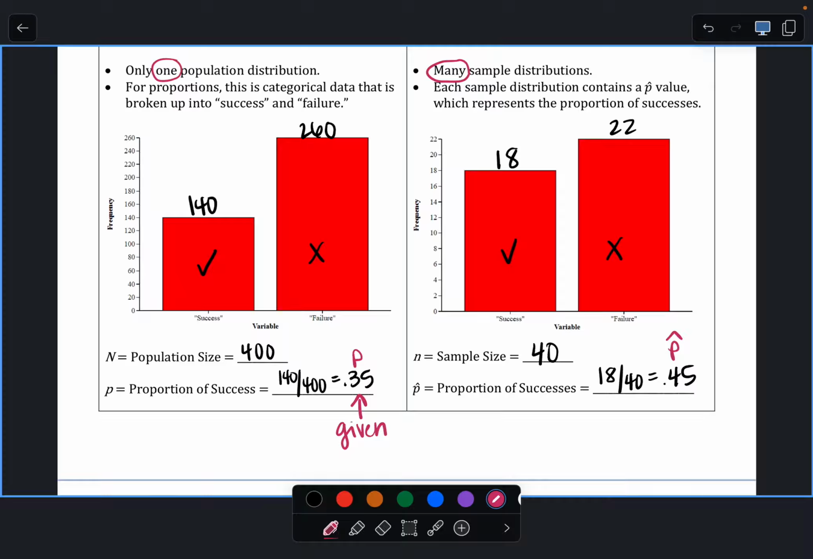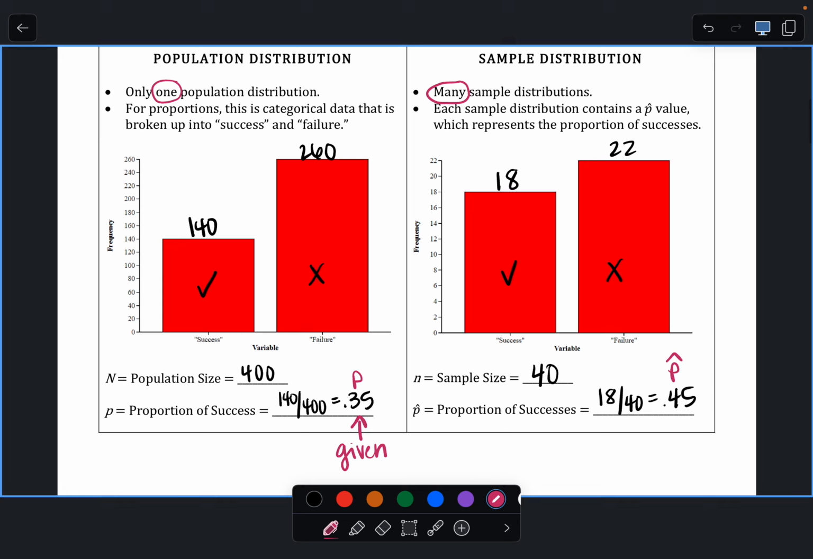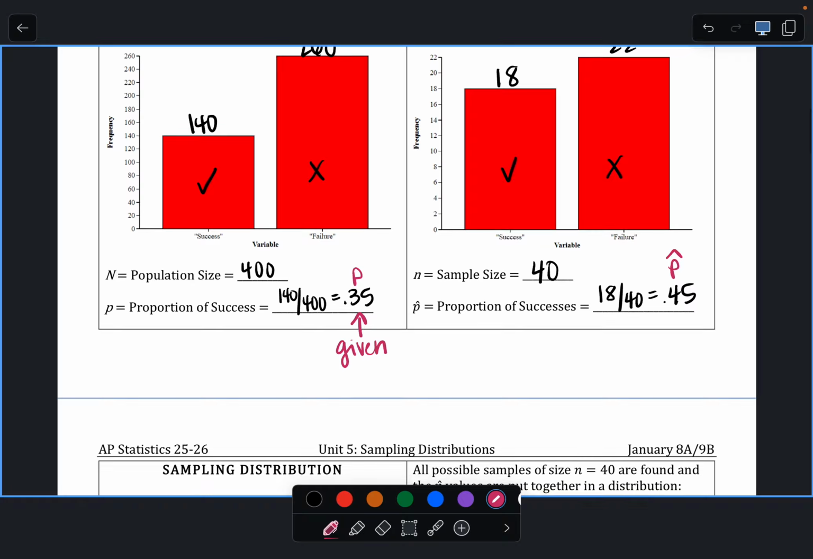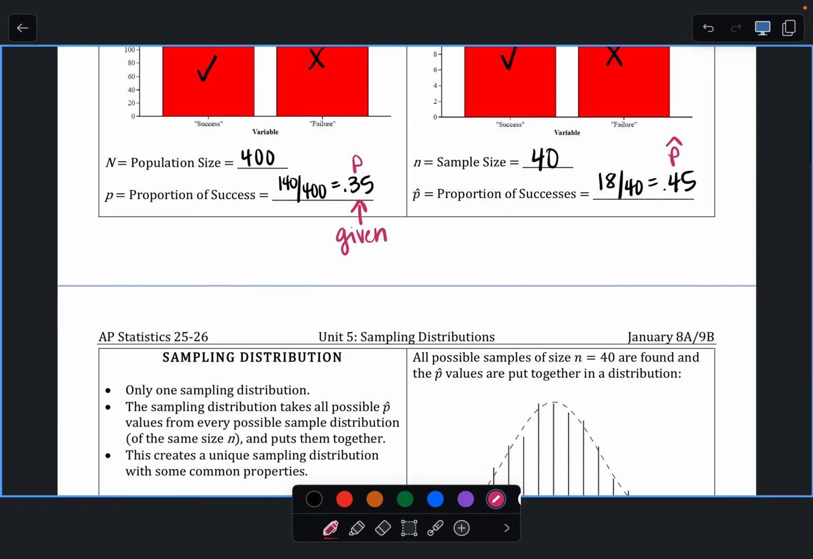So like for this one, when I have 40 things that I select, I could have 1 success, 39 failures, 2 successes, 38 failures. All of those would be a different sample distribution. Now, these two things are not things that you will necessarily have to draw. You're not going to make bar graphs to represent your population or your sample. What's really important is knowing that P is from the population and p-hat is from a sample. That's kind of what we're getting at.